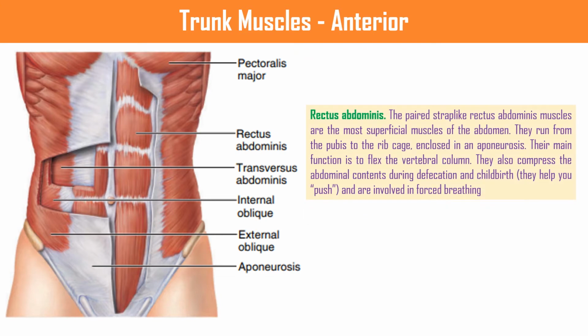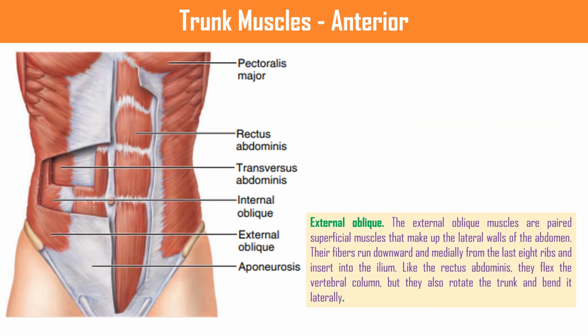Then we have rectus abdominis. The paired strap-like rectus abdominis muscles are the most superficial muscles of the abdomen. They run from the pubis to the rib cage, enclosed in an aponeurosis. Their main function is to flex the vertebral column. They also compress the abdominal contents during defecation and childbirth. They help you push and are involved in forced breathing.